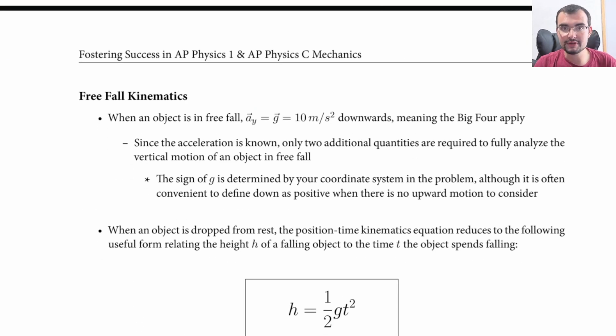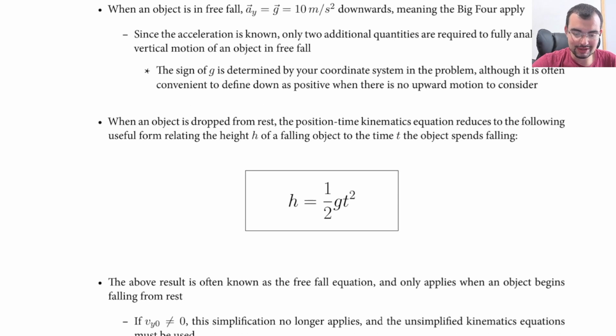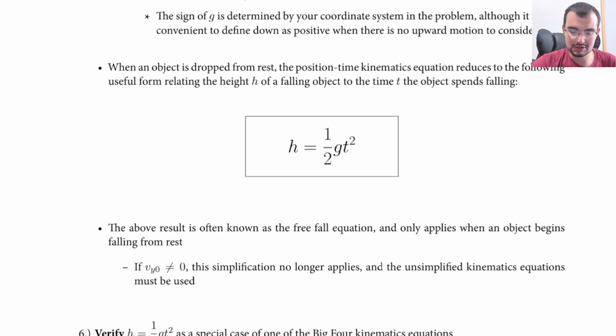All right, a special case of kinematics is free fall, because what's the first thing we learn about free fall? It is a constant downward acceleration. So, kinematics applies. And there's not a lot of shortcut formulas that I suggest you know, but this is definitely one of them. So, if you drop an object, again, drop, an object begins from rest and falls. Only then can you use what I call the free fall equation.